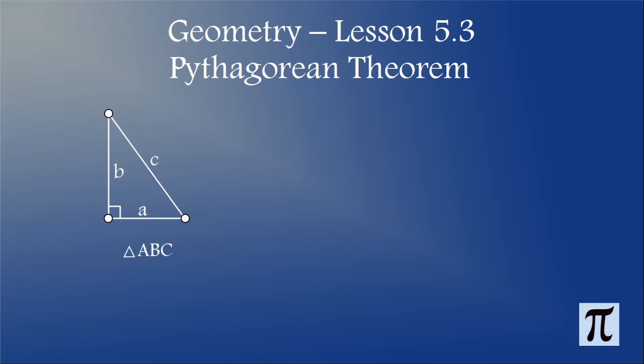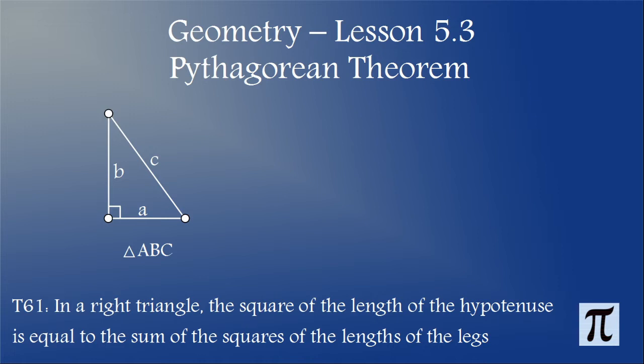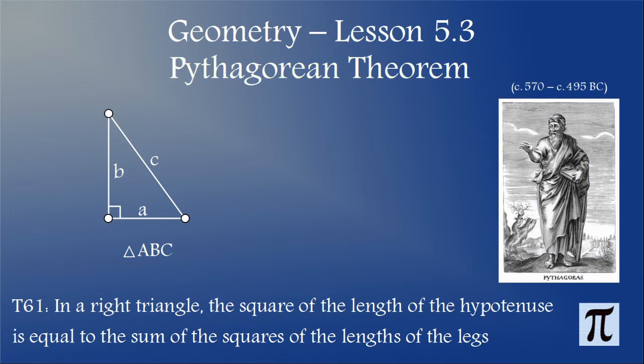So let's remove the angles and only look at the sides, knowing that we are still working with a right triangle here. And that leads us to theorem 61. In a right triangle, the square of the length of the hypotenuse is equal to the sum of the squares of the lengths of the legs. This is the Pythagorean Theorem, named after Pythagoras, who discovered it. And here's a picture of Pythagoras looking swole.